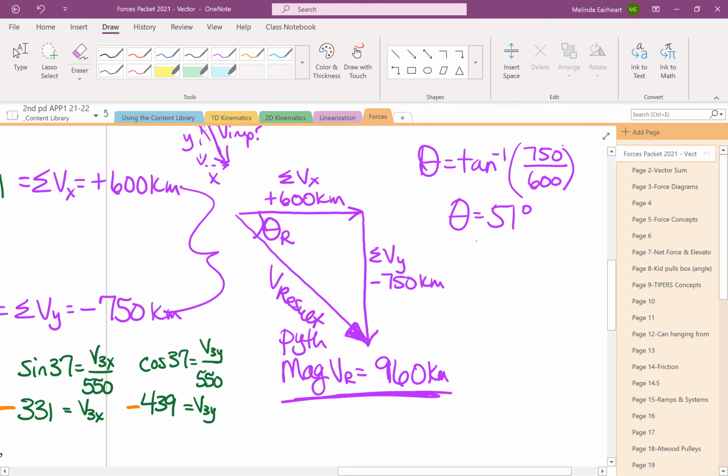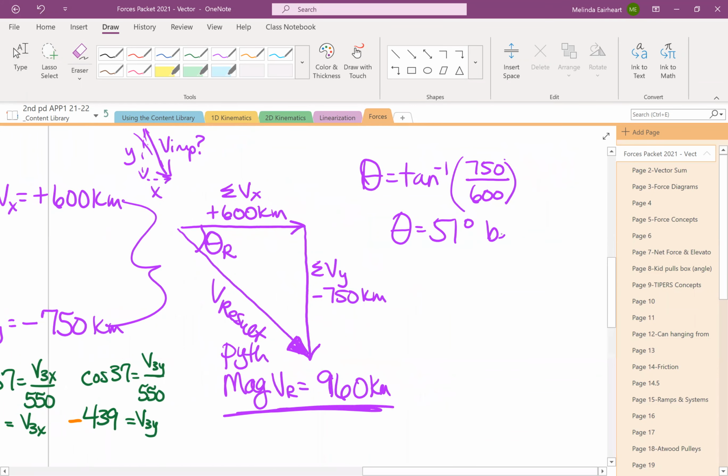So the treasure is 960 kilometers at 51 degrees. And everybody's headed to what quadrant? If I tell you 51 degrees, pretty much everybody's going for quadrant 1. If I hadn't redrawn that picture, right? They're going for quadrant 1. Are they going to find the treasure? No, so let's be more specific. It's 51 degrees below the positive x-axis. Or you could say 51 degrees south of east. Just giving you both.